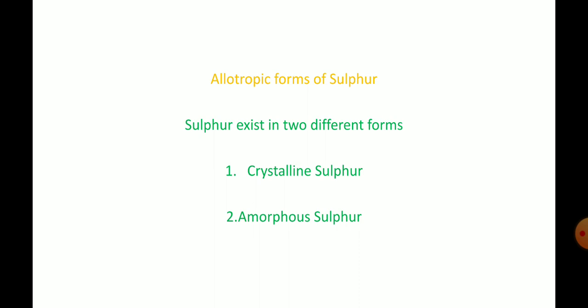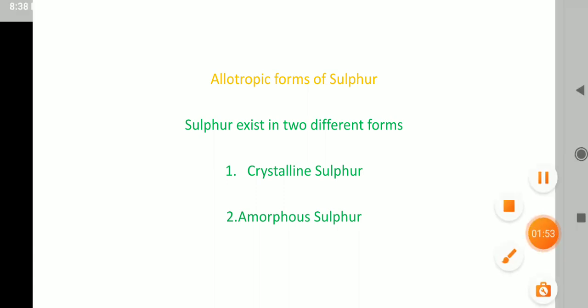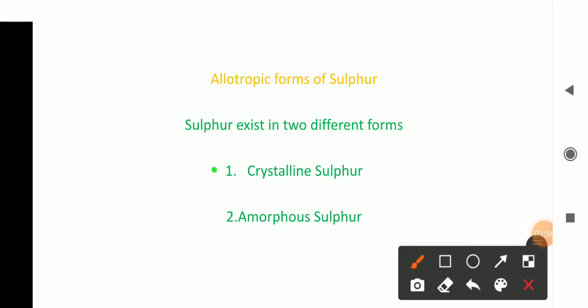Dear students, generally sulfur can exist in two different types of allotropic forms, and those are given here. One is crystalline sulfur, and the other is amorphous sulfur. Crystalline means their appearance looks like a crystal, whereas amorphous means they look like a finely ground powder. So these are the two forms of the allotropes of sulfur: crystalline sulfur and amorphous sulfur.